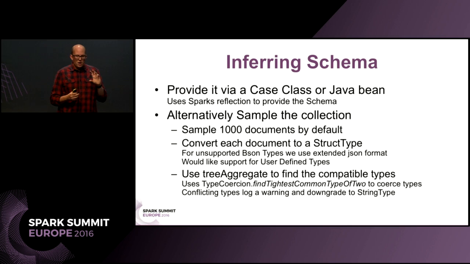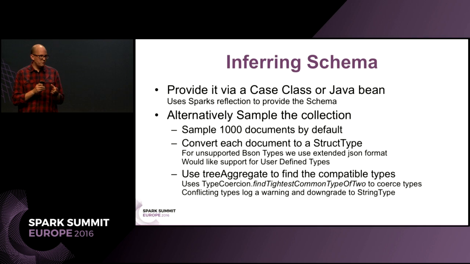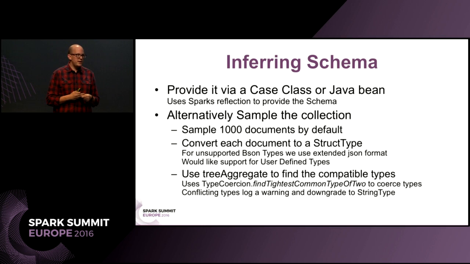And the biggest challenge we have is unsupported types. So we use an extended format that we use when we produce JSON and actually have an extended struct type underneath. And we would like to use the user-defined types, and hopefully they'll come back in Spark 2 as they went private initially. And then we use the tree aggregate function to go and find the compatible types. And if you have conflicting types, which is often the case with a document database, or can be the case, then we'll default down to a base type, which will be string, which is the same as how the JSON library works as well.